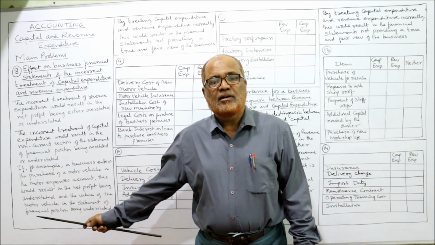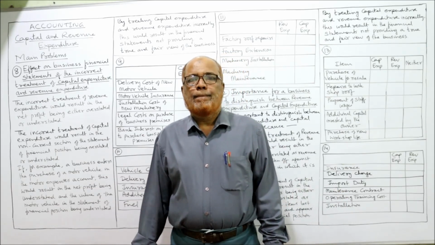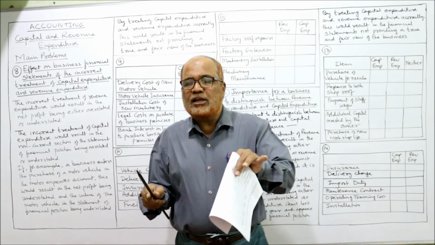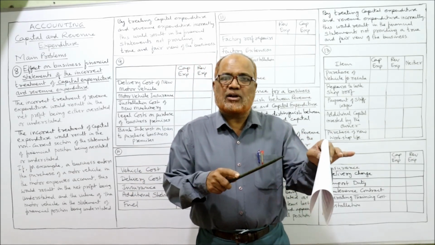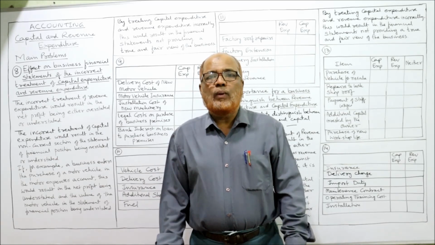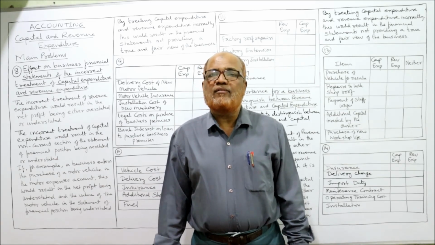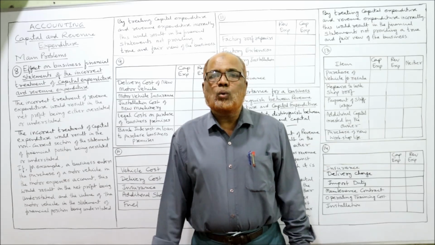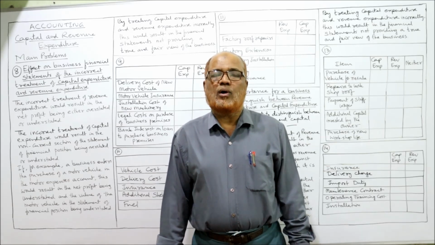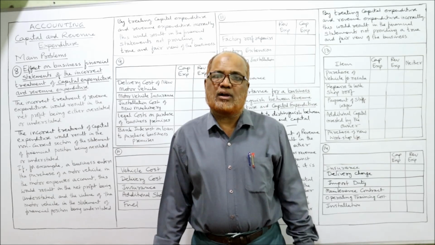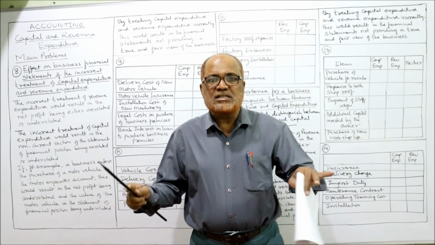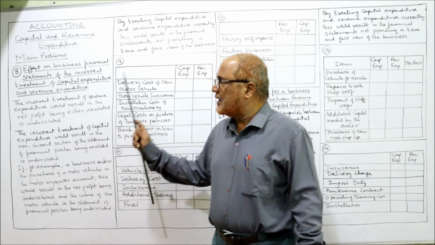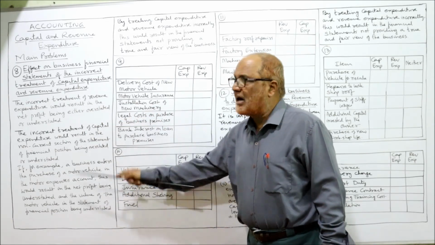Then finally, the effect of wrong treatment of revenue expenditure as capital, or capital as revenue, is that the financial statements will not show a true and fair view of the financial results and financial transactions of the organization. That is the impact. So all these things I have explained here.